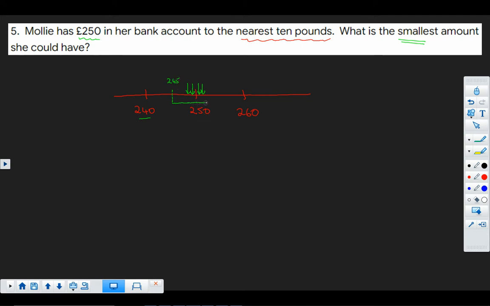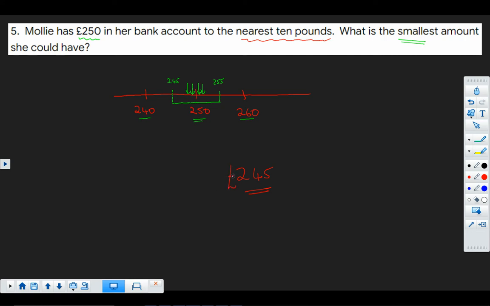And the same applies the other side as well, doesn't it? That once we get to 255 and beyond, we're then nearest 260. So it's everywhere in this range between 245 and 255 ends up being nearest 250. So we're asked for the smallest amount, and the smallest amount is 245.